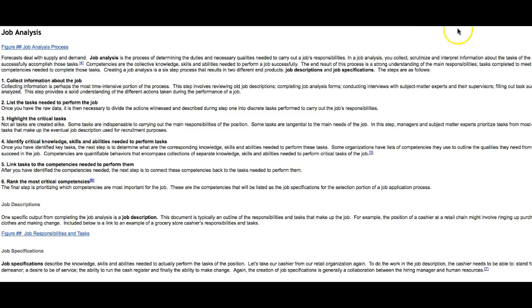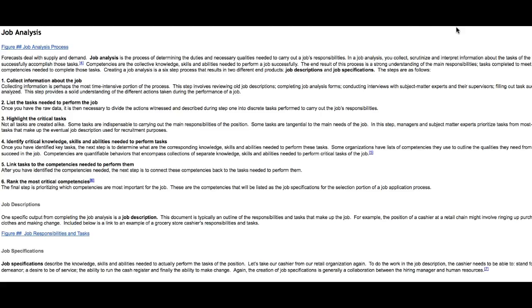I want to talk just for a second about job analysis, because job analysis is really important. It's a foundational process for organizations because so many other activities in the organization rely on job analysis. For example, posting a job description. So the whole selection process starts with job analysis. Job analysis also supports training and development.